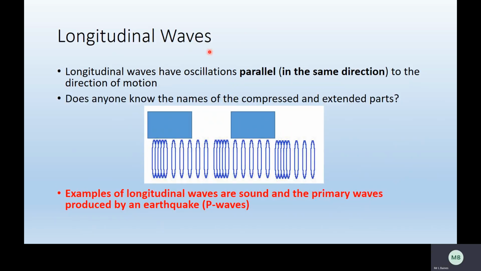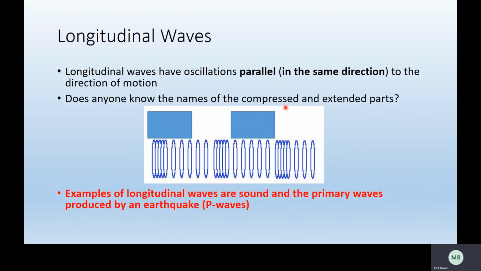Now we come to this idea of longitudinal waves. All right, so this is a different kind of wave type. Longitudinal waves have oscillations parallel to the direction of motion or the transfer of energy. So in this example, my energy is transferring from left to right, and you'll notice that each part of this spring or slinky is oscillating parallel to that motion. So the energy is traveling from left to right, and also these are vibrating left to right as well.